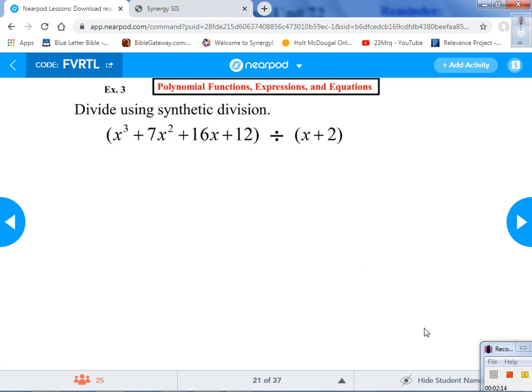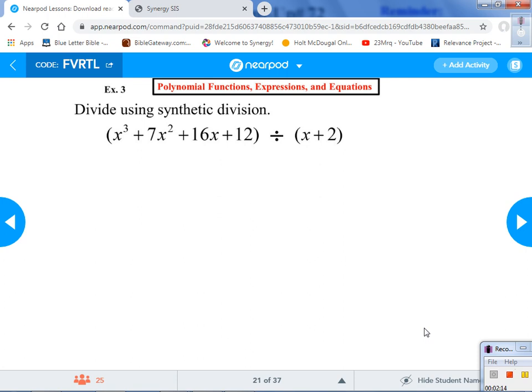So copy this one, please. Example 3. It says divide using synthetic division: x cubed plus 7x squared plus 16x plus 12, divided by x plus 2. When we covered this one, I just did one example and didn't get too into it. I wanted you to practice long division more. However, from this point forward we do need synthetic division because it's a skill we need for the following unit that we're going to cover.